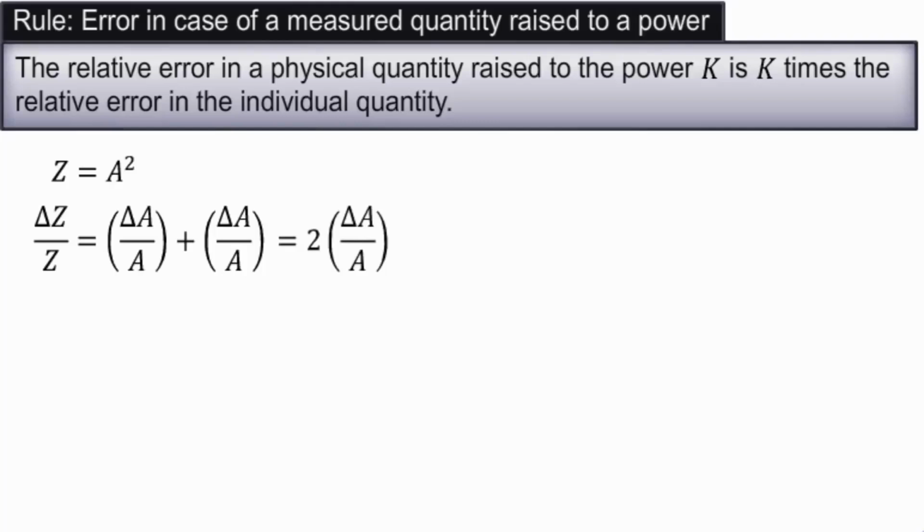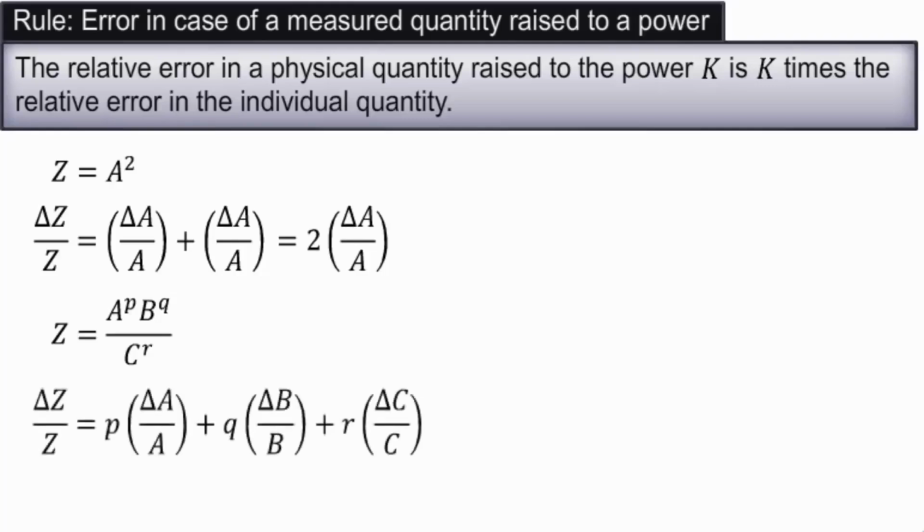In general, if z = a^p b^q / c^r, then Δz/z = p Δa/a + q Δb/b + r Δc/c.